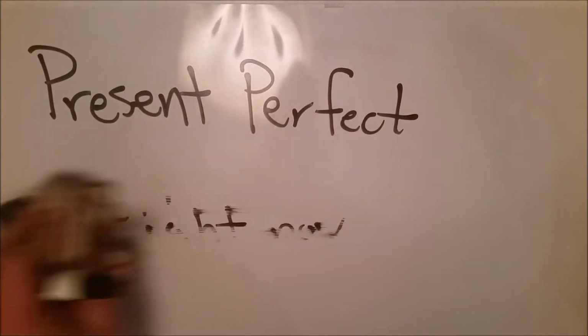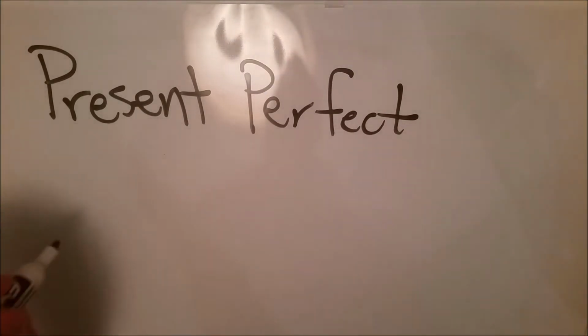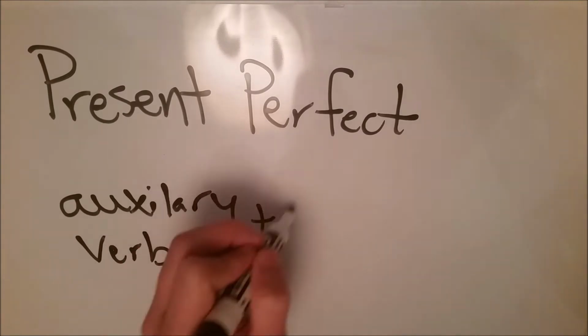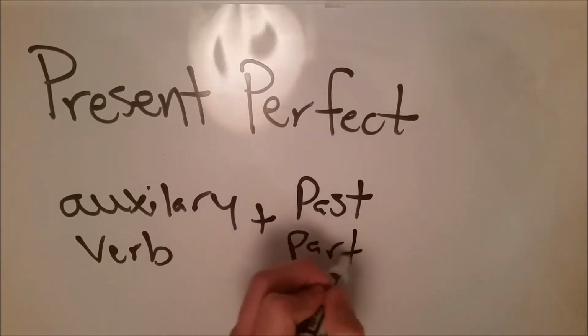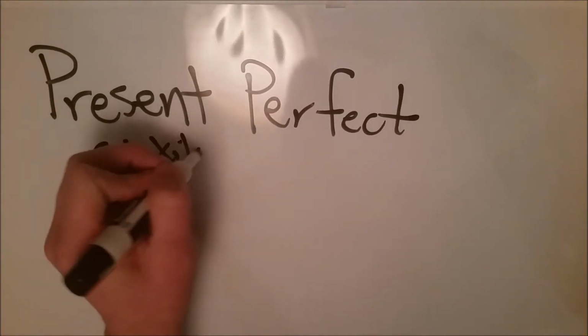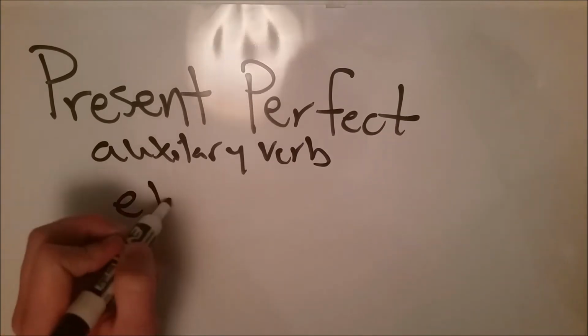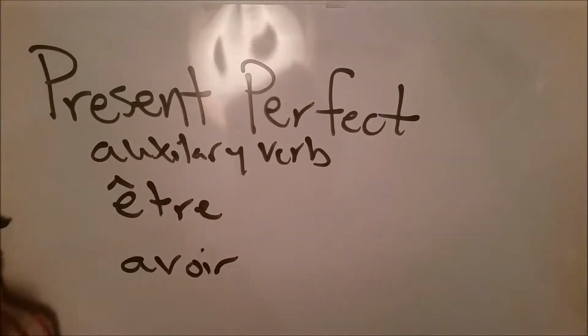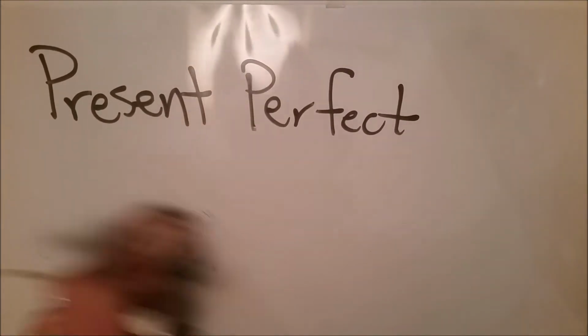So let's move on to how we form the Passé Composé. You're going to need an auxiliary verb plus a past participle. Now what do we do for auxiliary verbs? We have two choices. First, être, then avoir. You're going to want to conjugate them in the present tense.